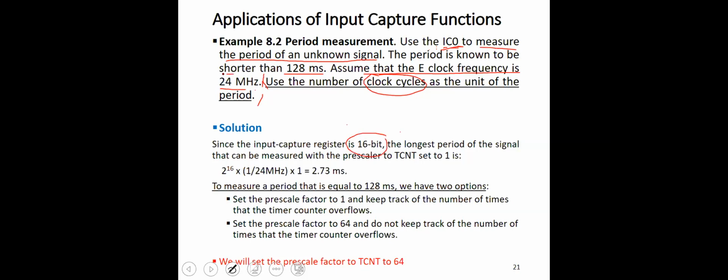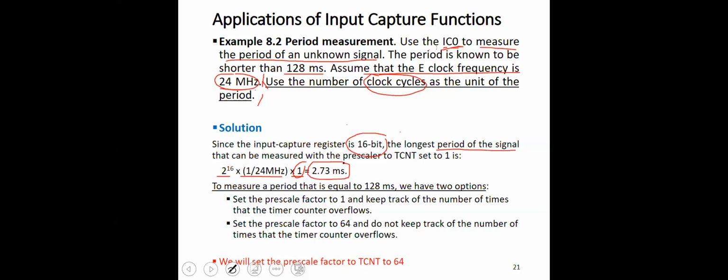Given that the E clock is 24 megahertz, the longest time that we can measure, given that the prescaler is 1, is basically 2 to the power 16 divided by 24 megahertz multiplied by a prescaler of 1, which is 2.73 milliseconds. So if we don't want to play with the prescaler, the longest time that we can measure is 2.73 milliseconds, while the period of the incoming signal might be as long as 128 milliseconds. So what can we do?